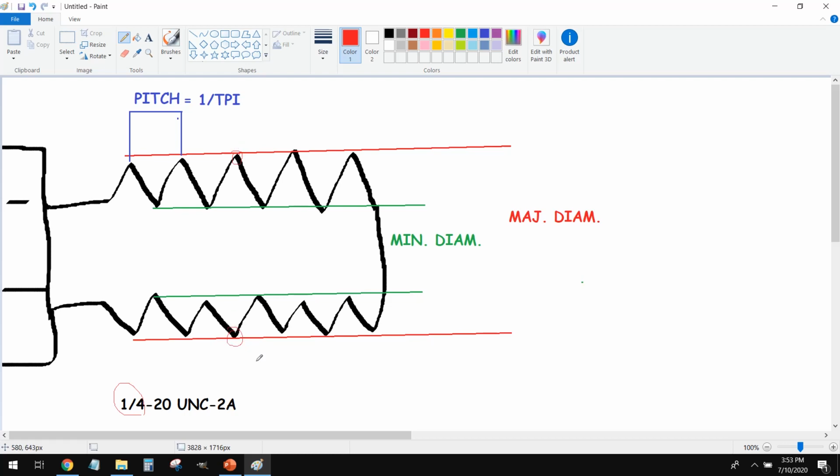So if you were to take a pair of calipers, measure this at its widest point, that would be the major diameter. And anytime you see a thread callout, the first number is always your major. So we know what size the material is. The next number here, this is what we call our threads per inch, or our TPI.